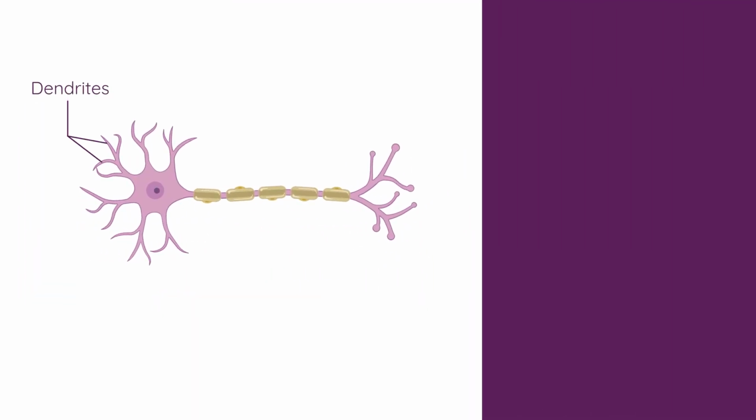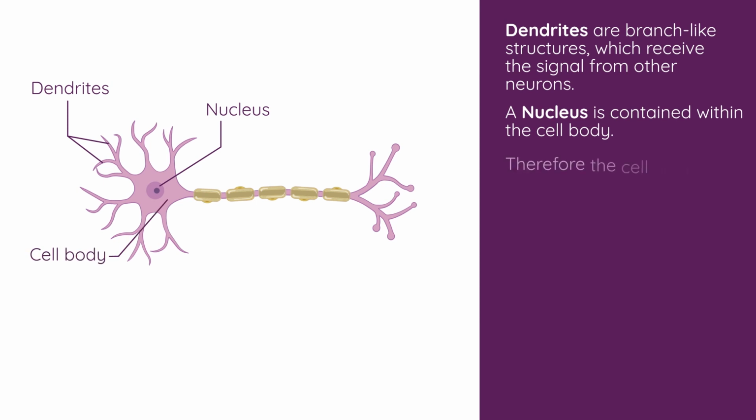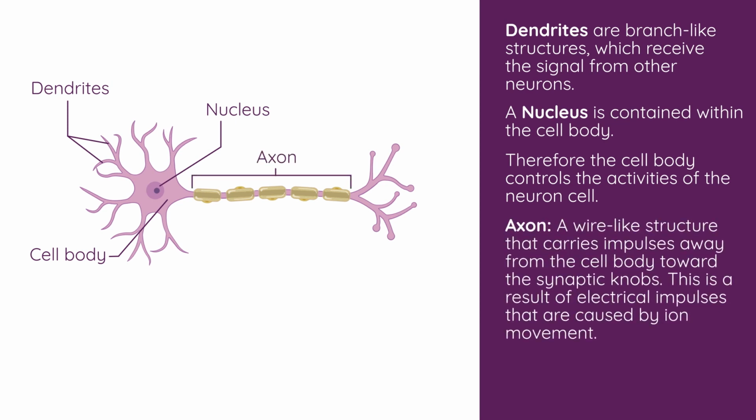The dendrites are branch-like structures which receive the signal from other neurons. Neurons are just nerve cells, so they need a nucleus, and the nucleus is contained within the cell body, and therefore it's the cell body that controls the activities of the neuron cell. Running away from the cell body is a long wire-like structure called the axon, and its job is to carry impulses away from the cell body toward the synaptic knobs. This is done by electrical signals caused by ion movement.